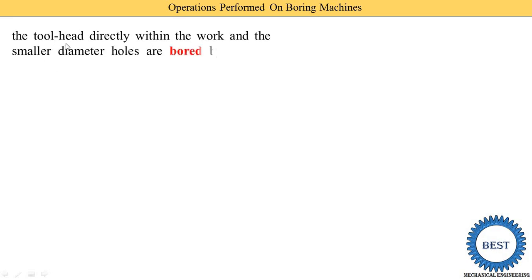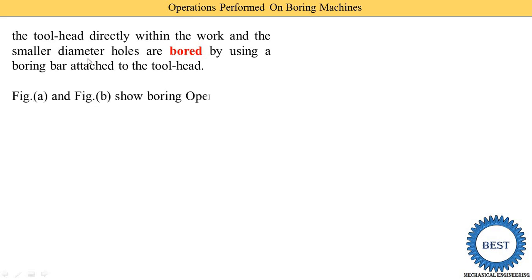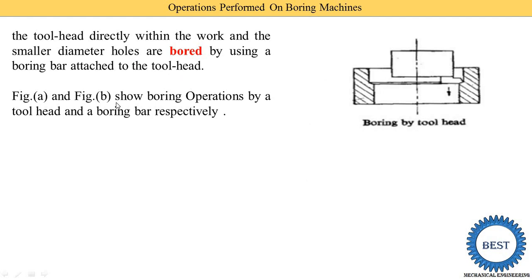The tool head is fitted directly within the work, and the smaller diameter holes are bored by using the boring bar attached to the tool head. Figures A and B show the boring operations by the tool head and the boring bar respectively. So boring operation is performed in two ways: one is by using the tool head and another is by using the boring bar. Here you see this image. The boring operation is performed by using the tool head.